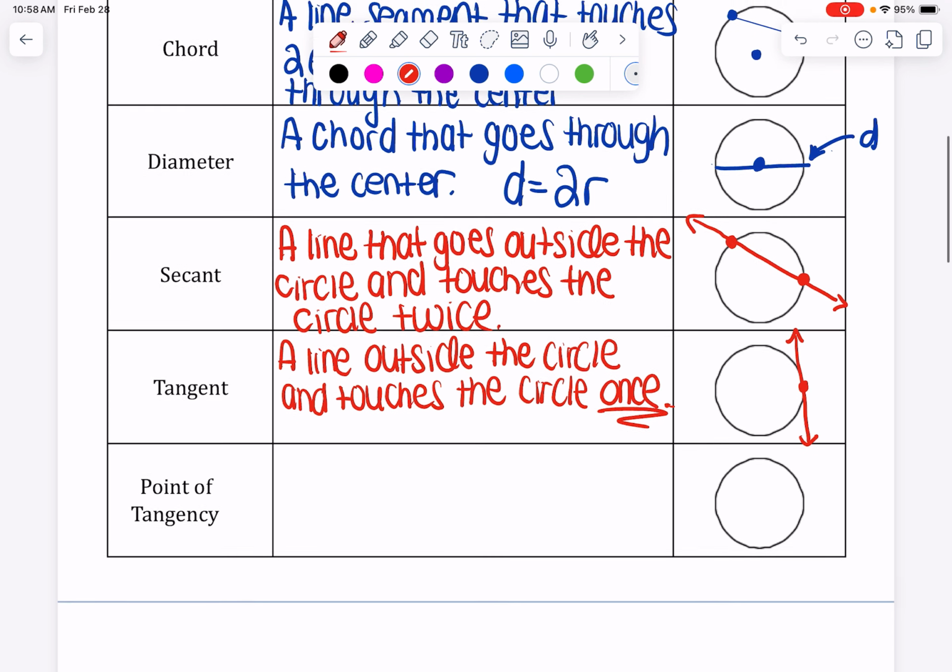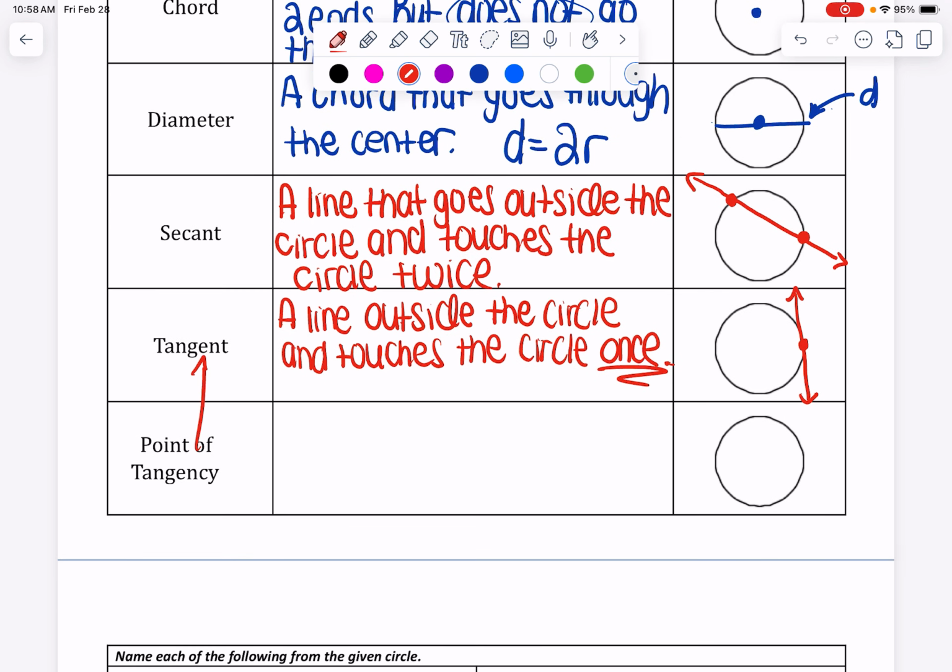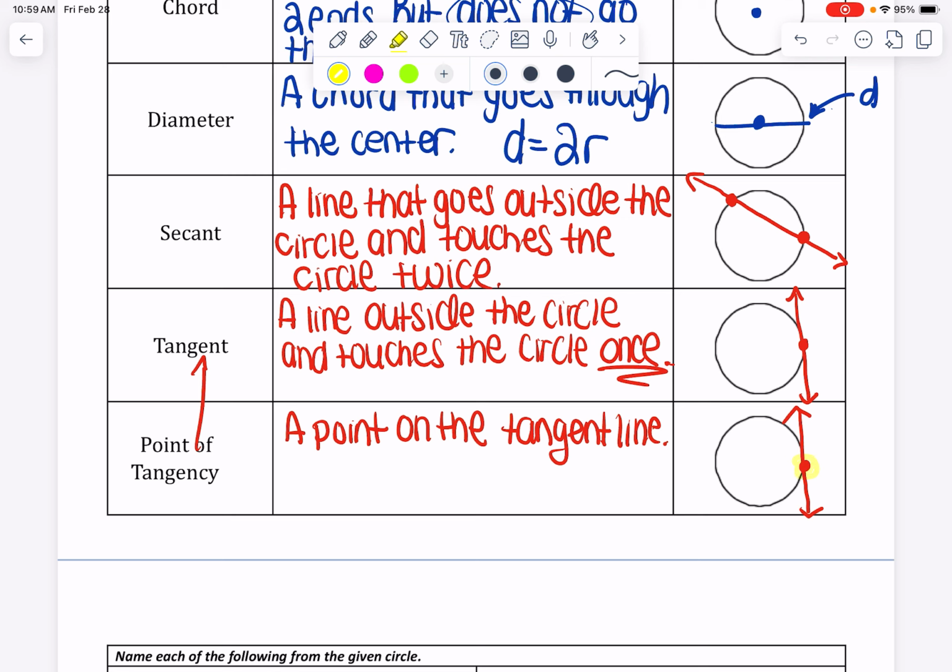Okay, and then finally the last one is a point of tangent. This is similar to the tangent. It's just going to be a point on the tangent line. Okay. So in other words, if we have like your tangent, let's say it's here, okay, your point of tangency would be this point right here. Okay, that would be point of tangency.